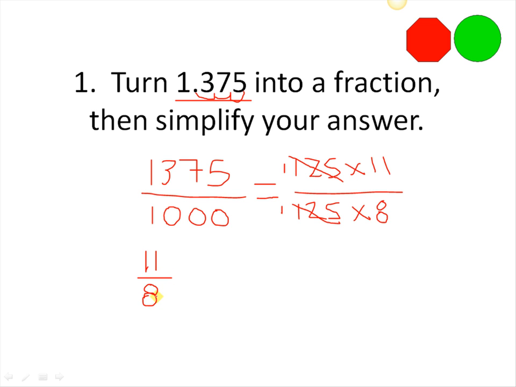Now we have an improper fraction. 8 will go into 11 one time, and that will leave us with 3 left over, and we're dealing in eighths. So the answer is 1 3/8, and if we wanted to check to see if we were right on that, we would say 8 times 1 is 8, plus 3 is 11, and 11/8 does equal 11/8.